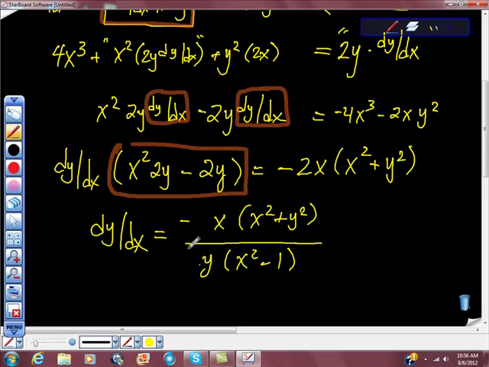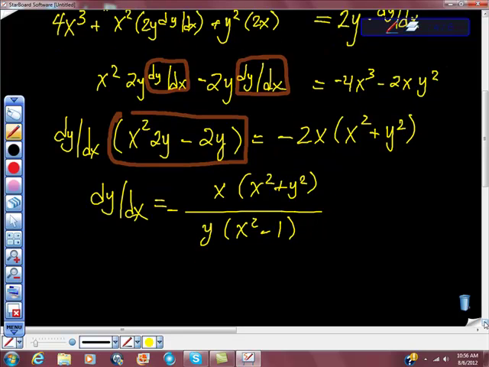What usually will happen is that this negative will be slammed back into one of these things at the top or the bottom. So this negative sign right here would usually be multiplied through here. I'm not going to bother with it, but I just want you to see that. So this is our dy dx.